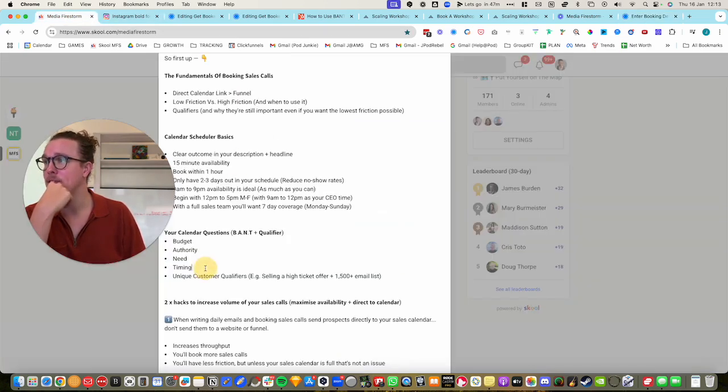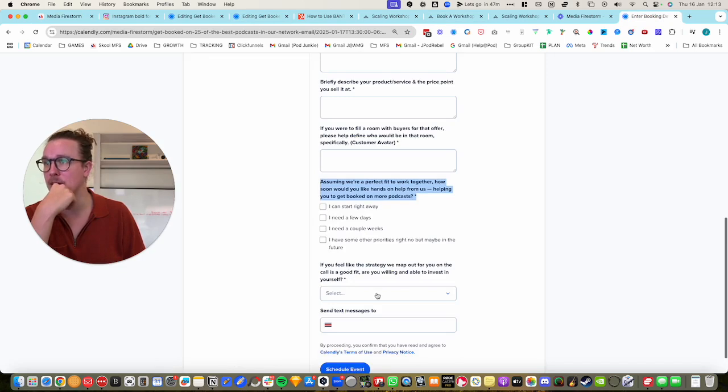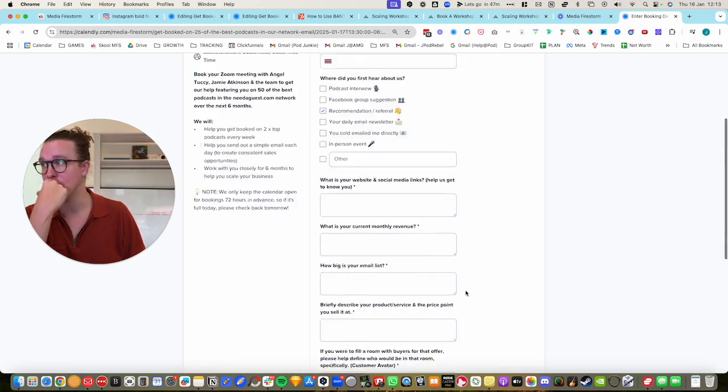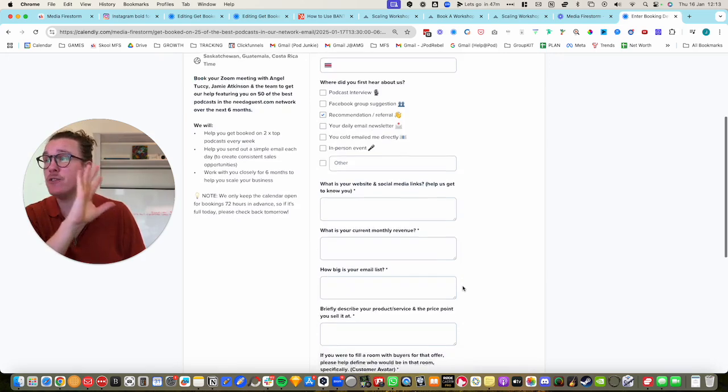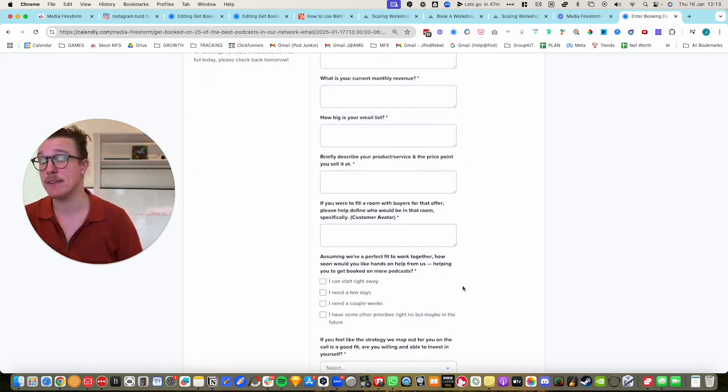Going back to BANT, this is timing. How quickly are they ready to get help? Right away, a few days, a couple of weeks, other priorities. And then if you feel like the strategy we map is a good fit, are you willing and able to invest? Again, this is budget-based questioning. So adding some of these questions can be really helpful so that when you're taking these sales calls, you have a good foundation and understanding of who these leads are and where they're at.